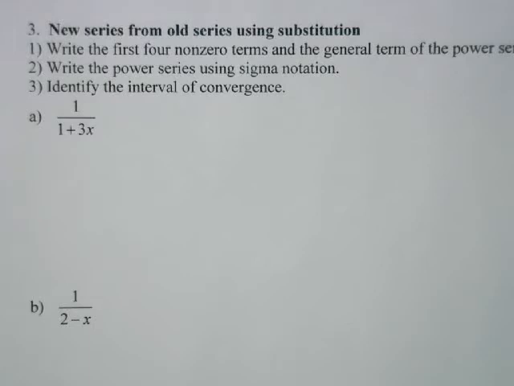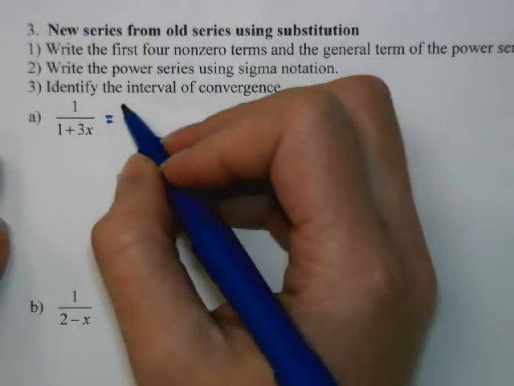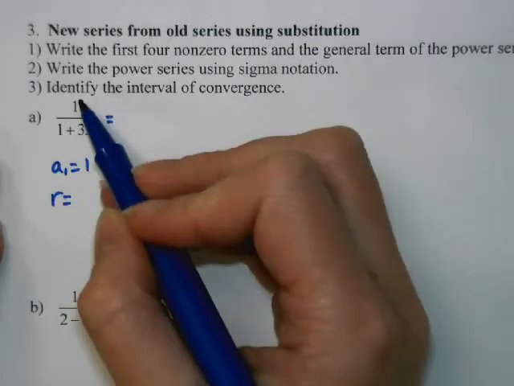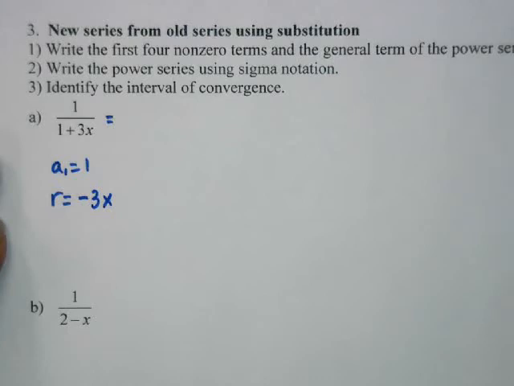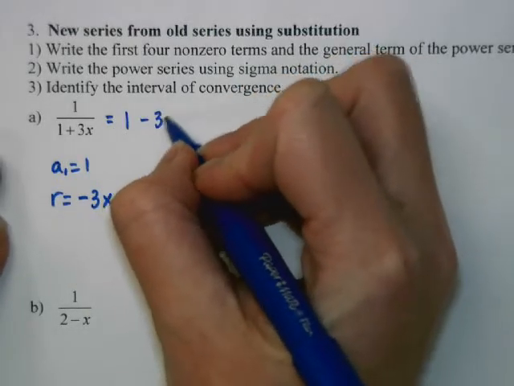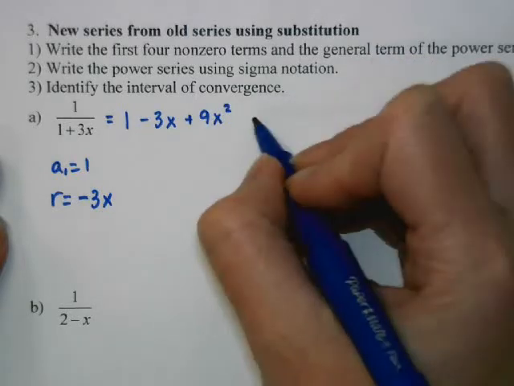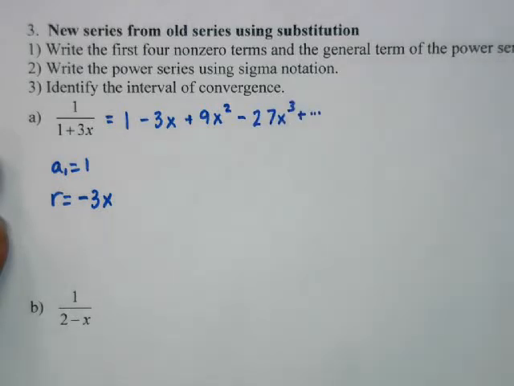So we're going to write the first 4 non-zero terms and the general term for the power series given. Okay, so this is my a1 is 1. My common ratio, if this is a1 over 1 minus r, my common ratio is going to be -3x. So we're going to have 1 minus 3x plus 9x squared minus 27x cubed, and so on.